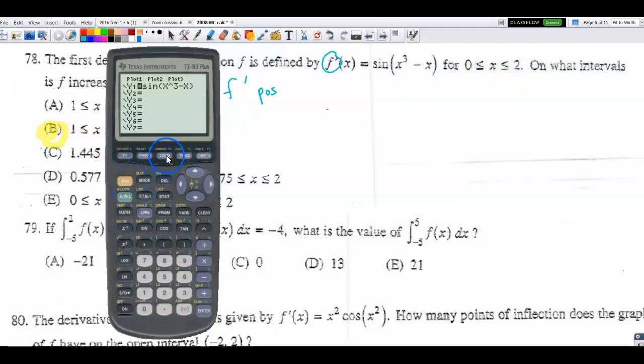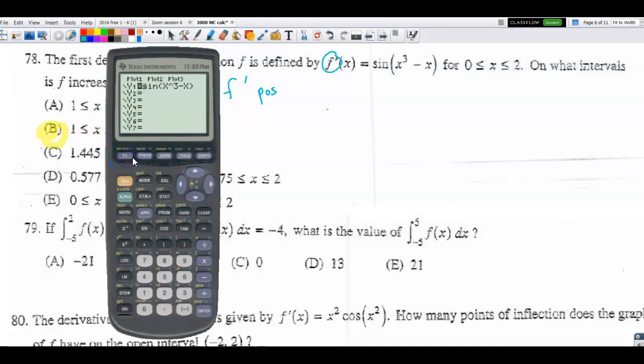We're from 0 to 2, so I'm going to press zoom 7 and then I'm going to press the off button to stop the graphing. I'm going to go to the window and I'm going to change from 0 to 2, and instead of counting by 1.57 I'm going to count by 0.1, so that's going to spread out my horizontal axis, and we're looking for where f prime is positive. So I'm going to hit graph and see what happens, and that gives me a nice graph.